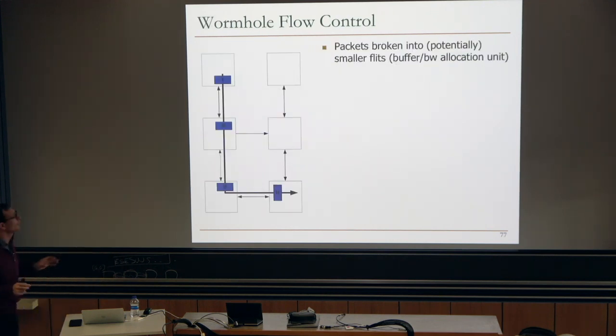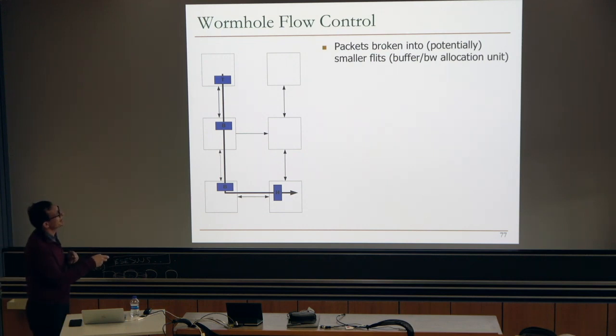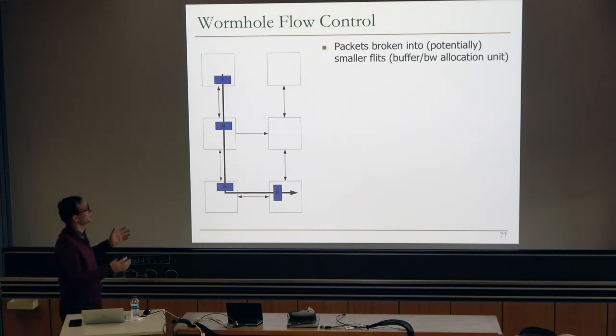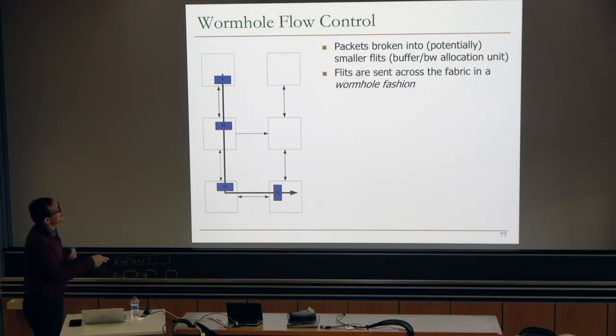It's called wormhole flow control. You basically do flit-level flow control in the end. Packets are broken into potentially smaller flits, and the flit is the buffer and bandwidth allocation unit. That's how you do the flow control here. Flits are sent across the fabric in a wormhole fashion. So this is the wormhole fashion.